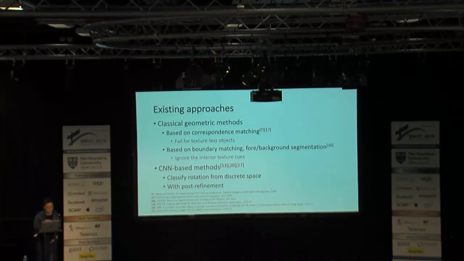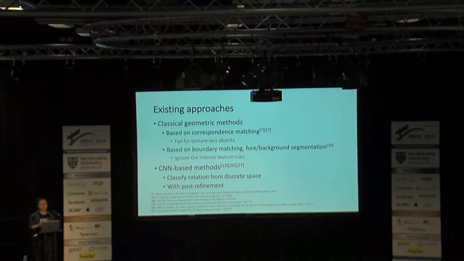So with the huge development of recent years with neural networks, there's a bunch of CNN based methods as well. The idea of this method also follows the classical geometry. They have a CNN to predict an initialization of the pose, and then use another process, post-processing we call it, to refine the pose.